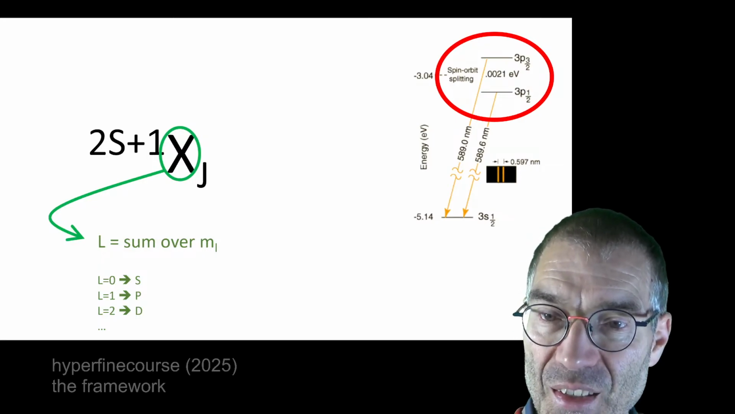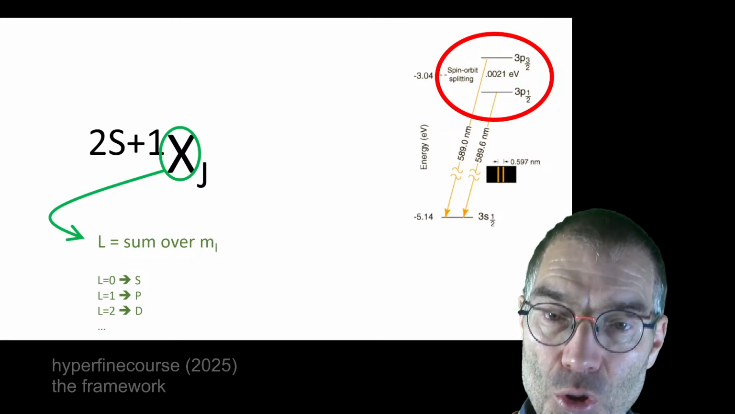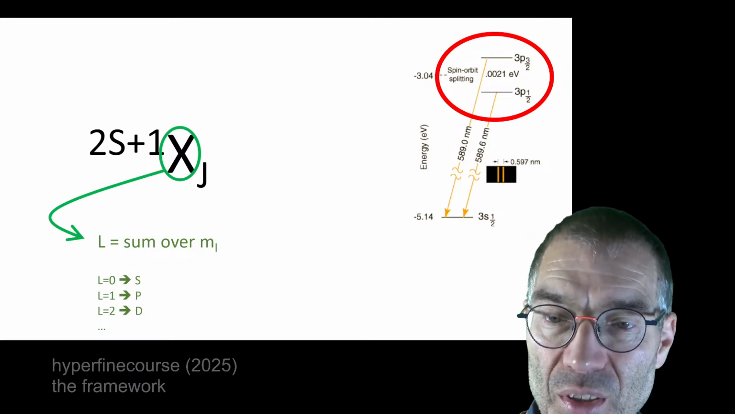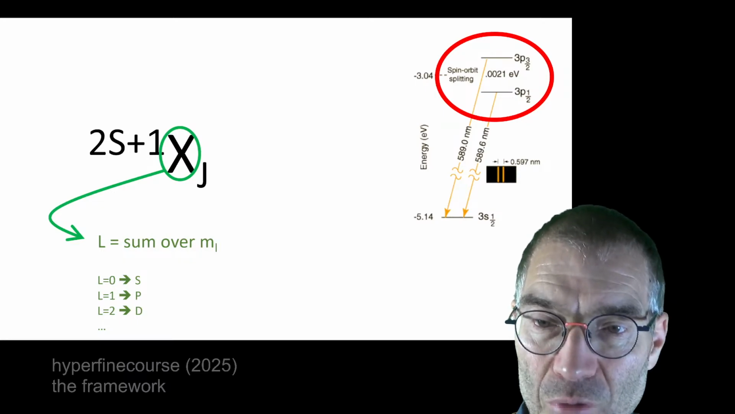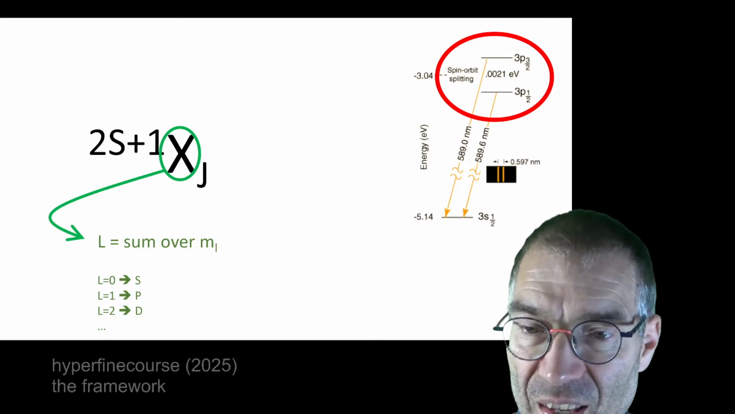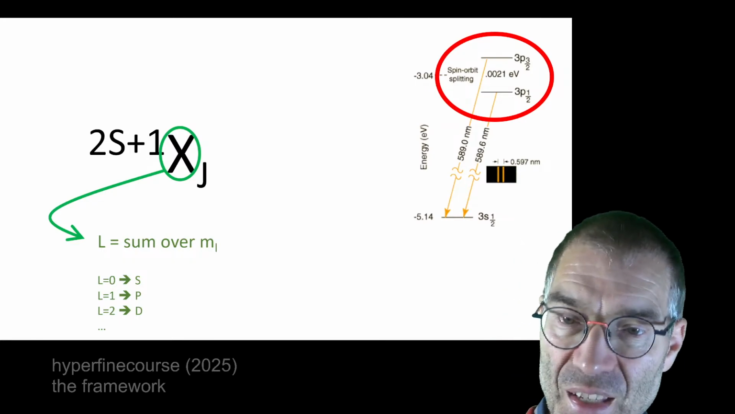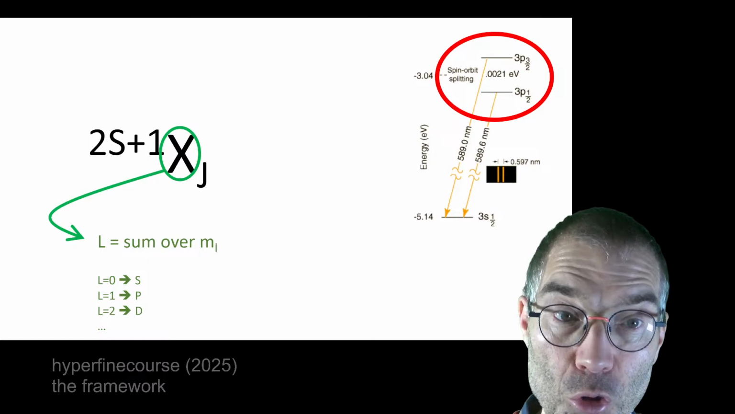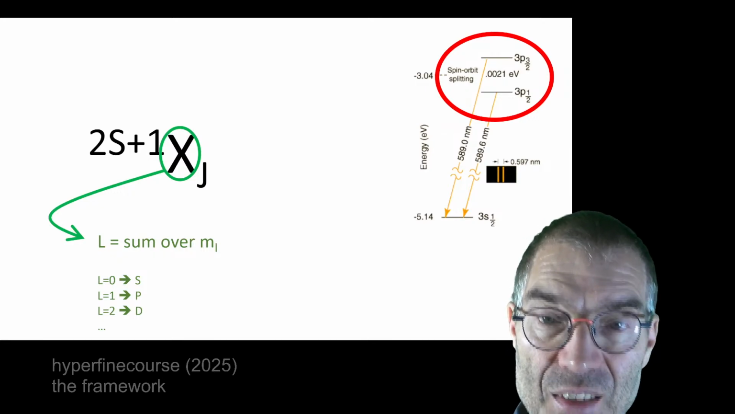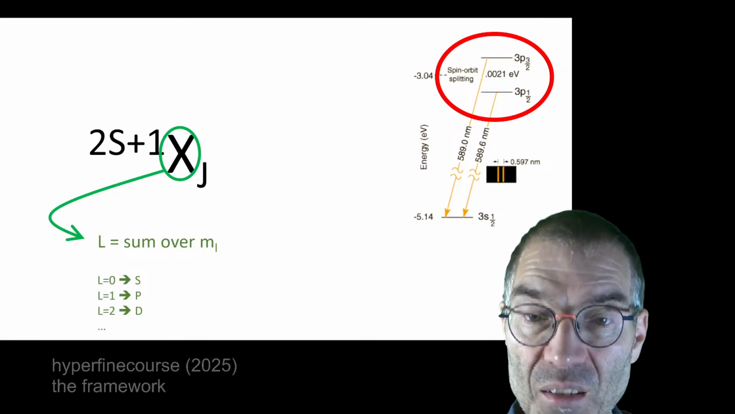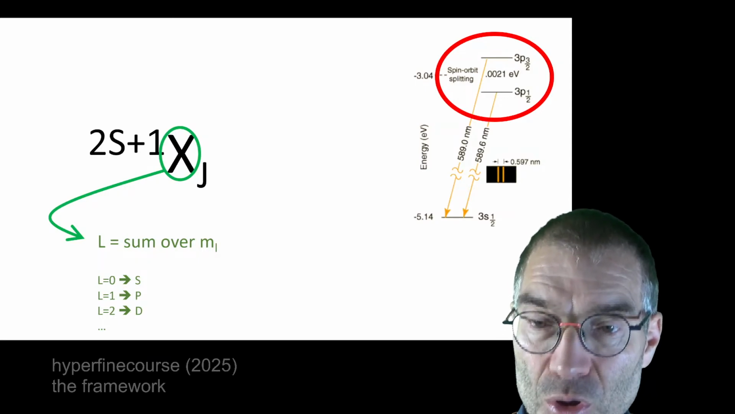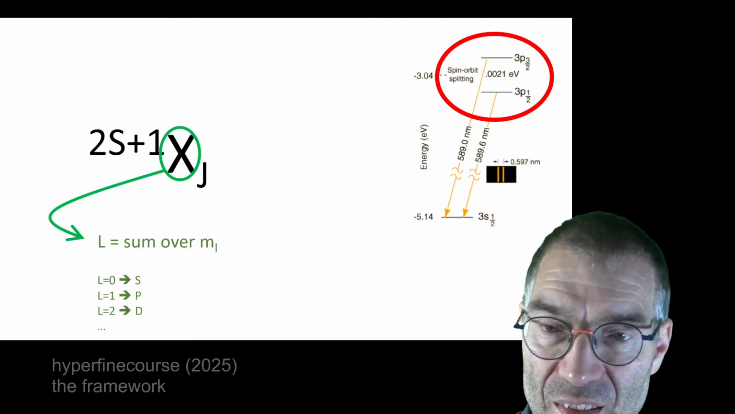The X, that is the capital L, and that's a sum over the ML, the orbital angular momentum quantum number for every individual electron. So you make the sum over all of these. If that total L turns out to be 0, you note X as S. If it turns out to be 1, you note X as P, and so on. For our ground state, the electron is an S electron, so its ML is 0. There is only one ML, so the total L is also 0. So there we would have an S.